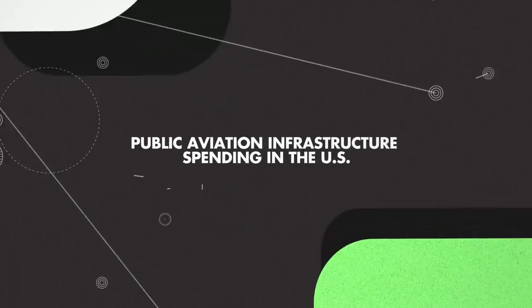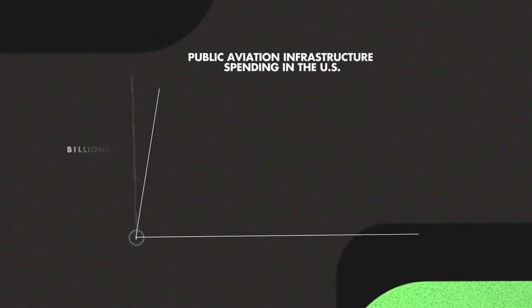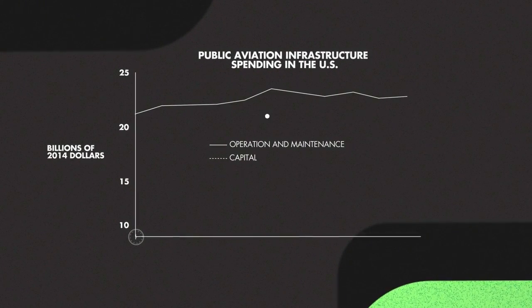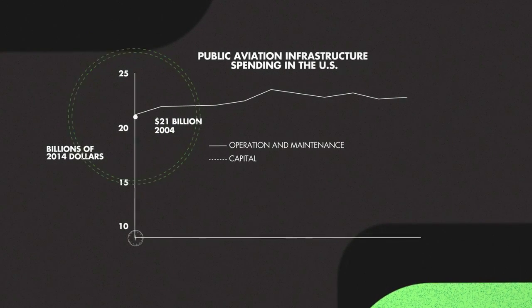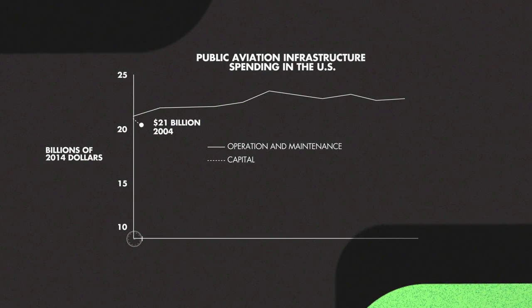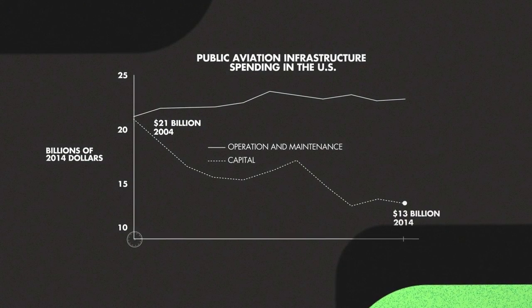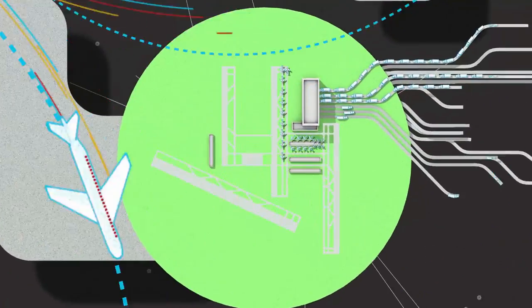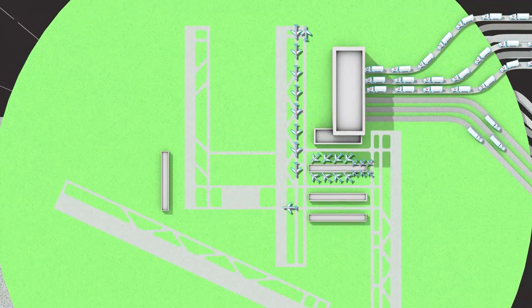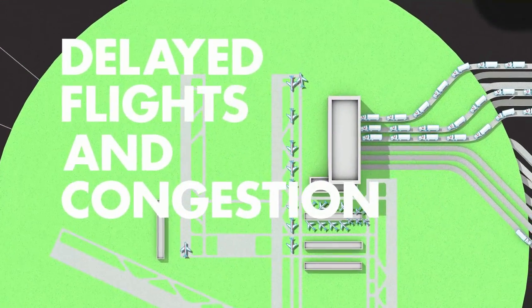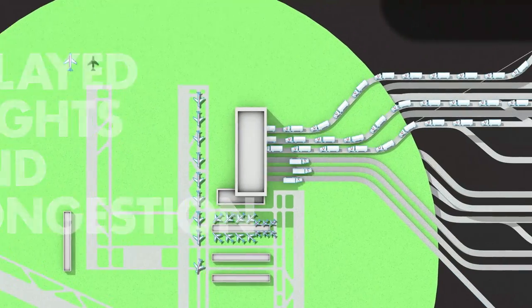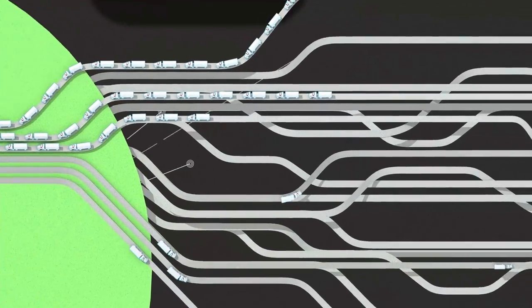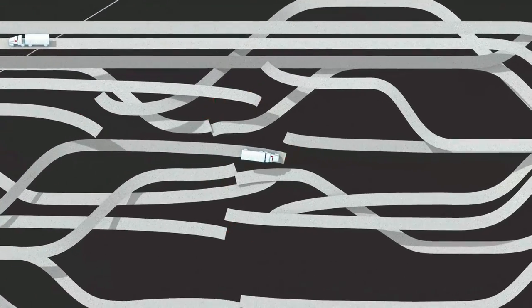In the last decade, capital investment in American aviation infrastructure has fallen substantially, from $21 billion in 2004 to $13 billion in 2014. Those cuts result in delayed flights and congestion, causing gaps in the supply chain for nearly every business, which in turn creates a drag on the economy.